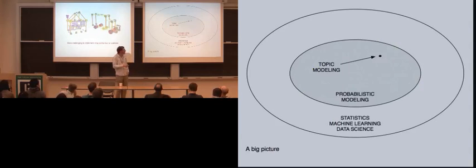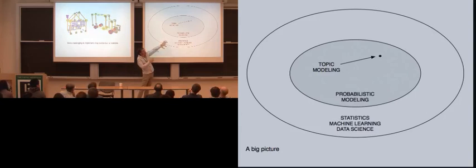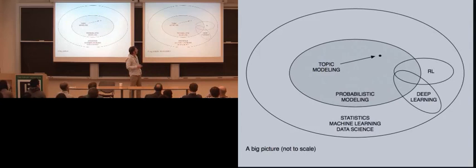Okay, so here's the big picture, the way I see things. Statistics, machine learning, and data science are all the same thing, and inside that is probabilistic modeling, and then today we've been talking about topic modeling. I used to put it in the center, but that gave the wrong impression. Okay, so it's just one piece of this bigger picture of doing high-dimensional data analysis with probability models. Okay? I always get asked about this, so this is not to scale, but there are other components, of course, of machine learning.